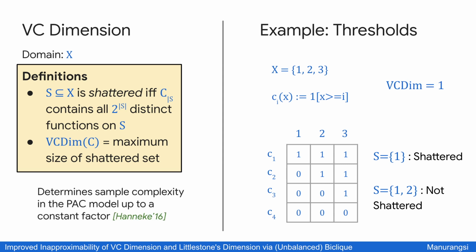Now, the importance of VC dimension is that it determines the sample complexity in the probably approximately correct, PAC, learning model up to a constant factor. Since we will not be using the PAC model directly here, we will skip the definition for brevity.